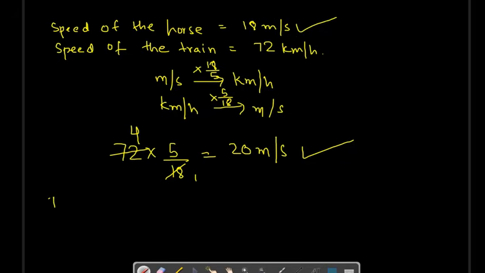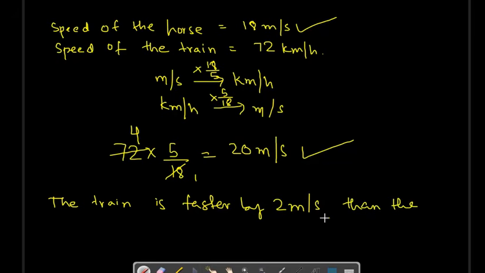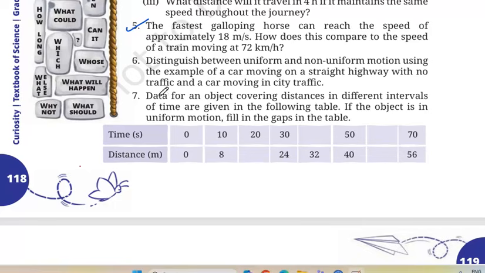So what are you going to write? The train is faster by 2 meter per second than the fastest galloping horse. All right. Now, let us move on to our next question. Our next question is question number 6. Distinguish between uniform and non-uniform motion using the example of a car moving on a straight highway with no traffic, and then a car moving in a city traffic.